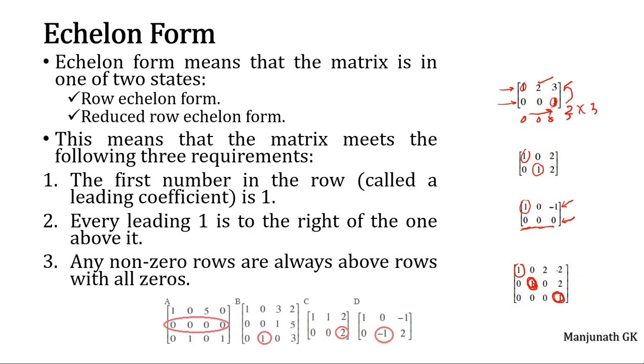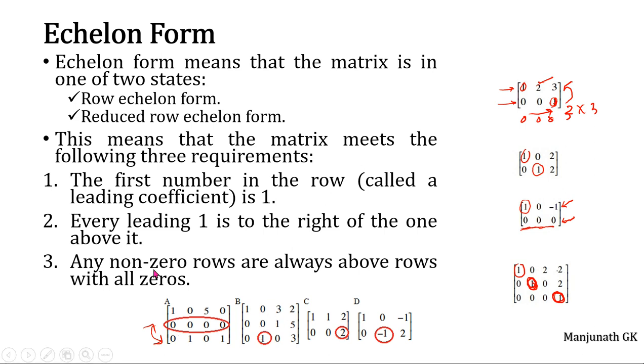Okay, let us consider four matrices A, B, C and D. You cannot say that matrix A is in echelon form because the third condition is not satisfied here: any non-zero rows are always above the rows with all zeros. You can see the third row is a non-zero row, and below it a zero row should be there. So if these two are exchanged, then you can say that it is echelon form. Now it is not echelon form.